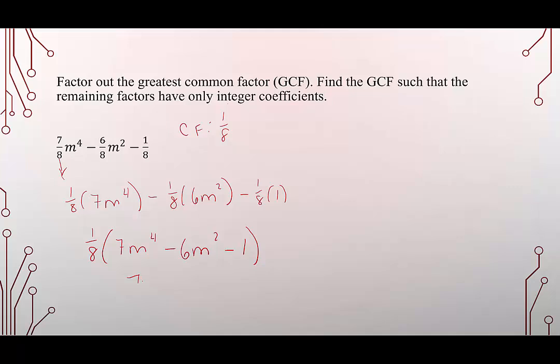The target product is -7. The target sum is -6. Can you think of two numbers that multiply to -7 and add up to -6? That's right, -7 and +1.